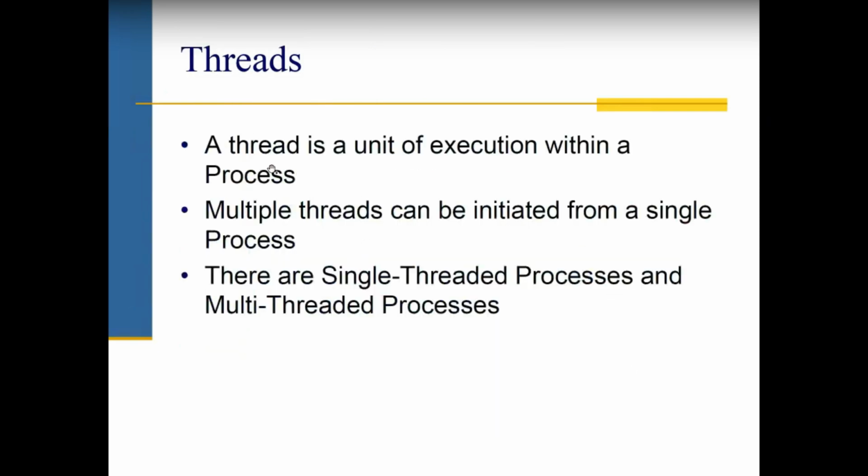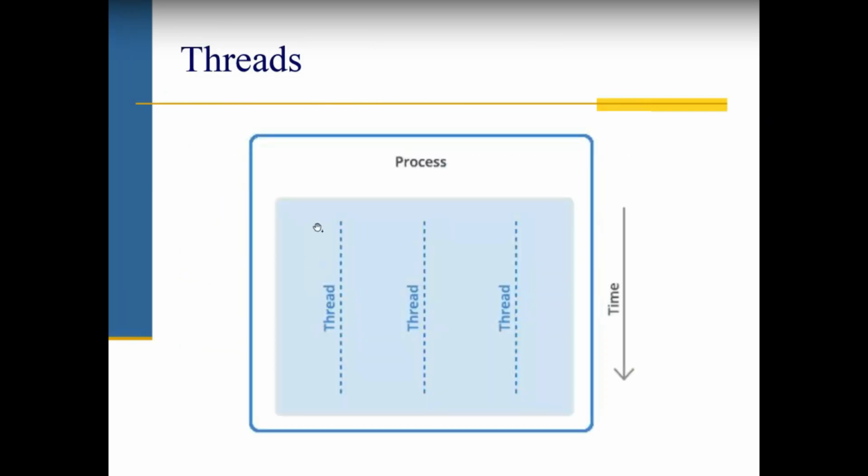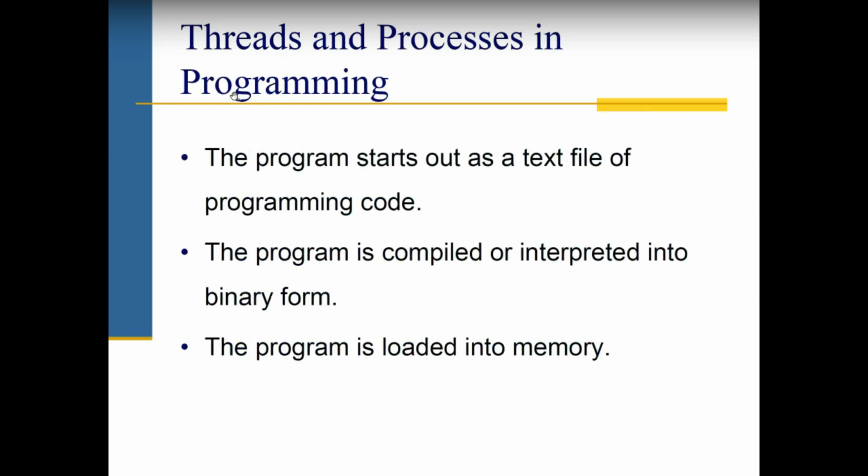As I said, a thread is a unit of execution within a process. So we have multiple threads, multi-thread. These are multiple units of execution in the same application. That is a thread. So, threads and processes in programming. The program starts out as a text file of programming code, as you know, because we create a file. The program is compiled or interpreted into binary form.